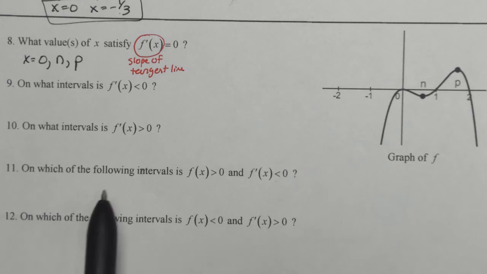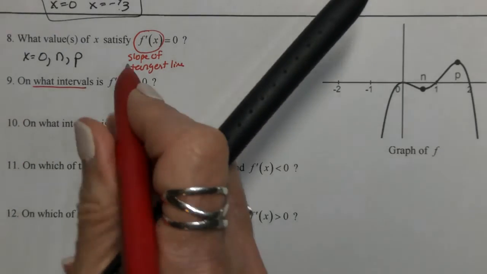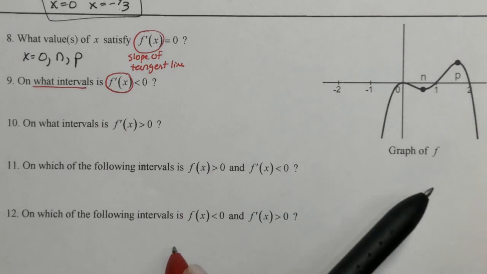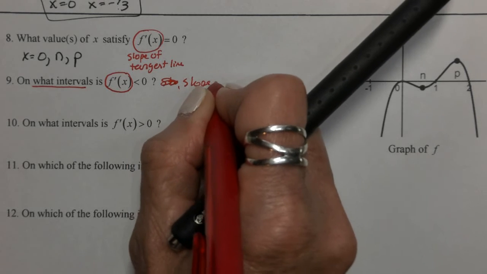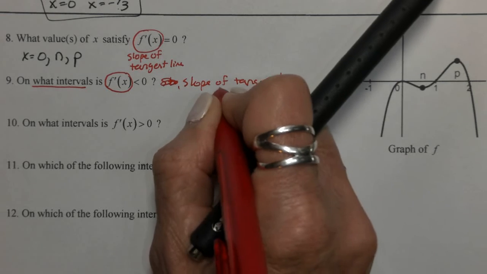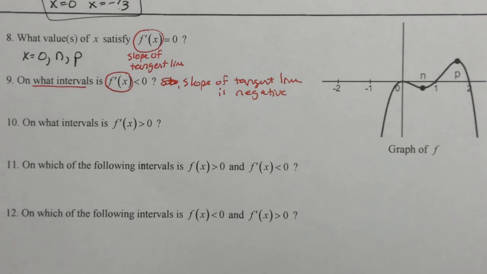Okay? Number 9. On what intervals is f prime less than 0? The slope of the tangent line is negative. If the slope is less than 0, that means the slope must be negative, right? So they're asking us on what intervals is the slope of the tangent line negative.